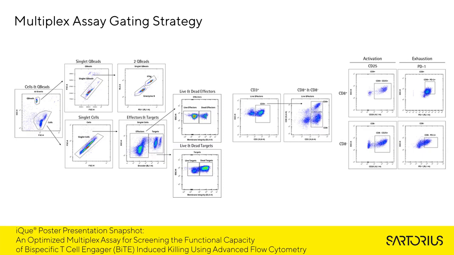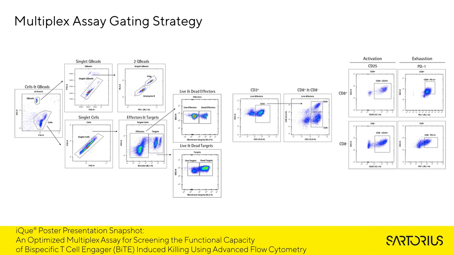This demonstrates the assay gating strategy, which is all preset in the Foresight assay template. Cells and beads are determined by forward scatter and side scatter. Singlet Q beads are then determined and separated out by brightness to differentiate and measure amounts of interferon gamma and granzyme B in each sample.